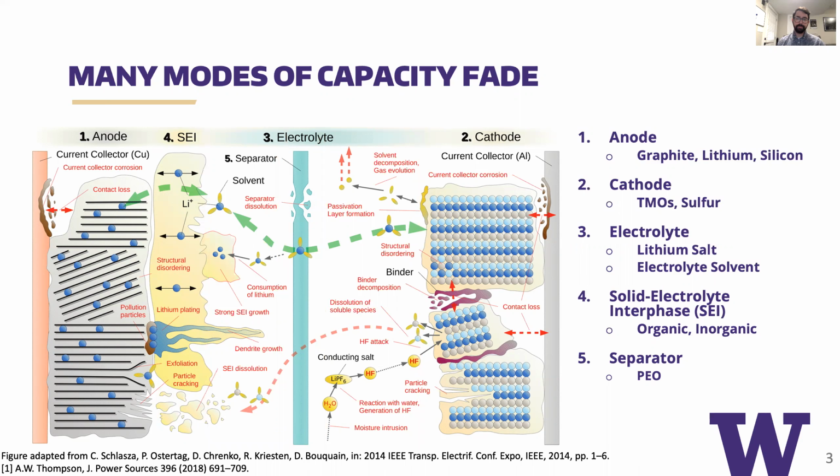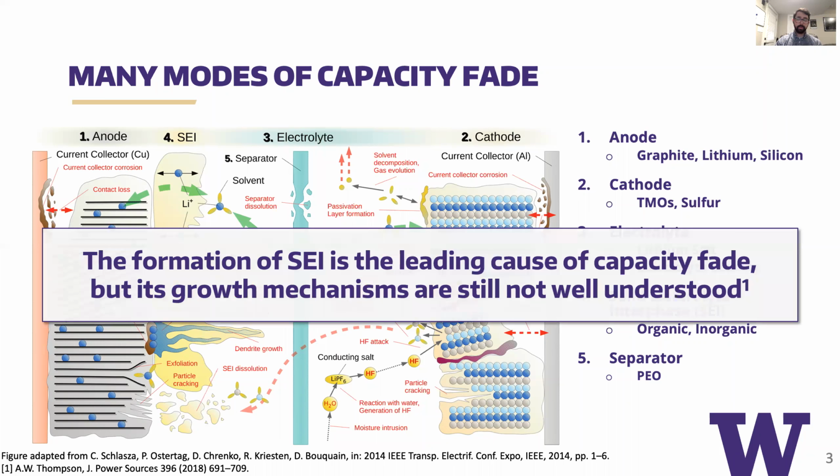Now, any of these mechanisms can be the topic of a full PhD, but I'm focusing on number 4, the solid electrolyte interface layer, or SEI layer, which is simply a layer that builds up at the interface of the anode and liquid electrolyte as a result of reductive decomposition. Now, we're looking at this because it's known that the formation of this layer is one of the main causes of capacity fade in batteries, and its growth mechanisms still aren't well understood.